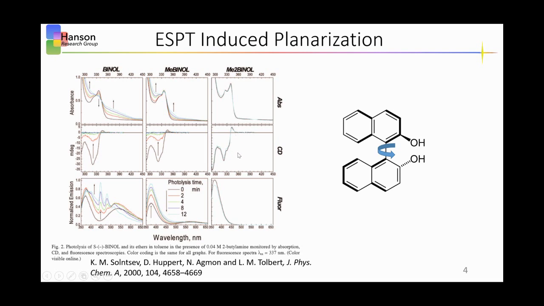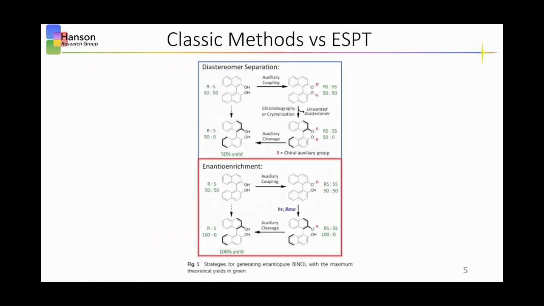Our idea at this point was to take a chiral auxiliary group, attach it to BINOL, and then hopefully from the planar excited state, the chiral auxiliary group would influence the direction that BINOL would rotate, and thus we may be able to achieve some degree of enantiomeric excess. Which brings us to our main paper.